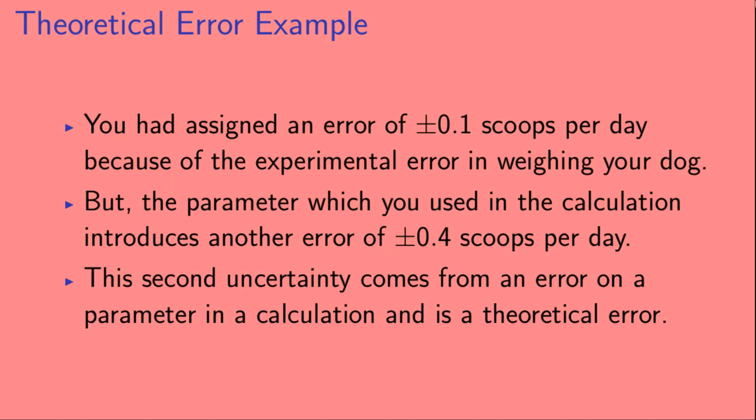Now, you had assigned an error of plus or minus 0.1 scoops per day because of the experimental error in weighing your dog. But the parameter which you used in the calculation introduces another error of plus or minus 0.4 scoops per day. This second uncertainty comes from an error on a parameter in a calculation and is therefore a theoretical error.